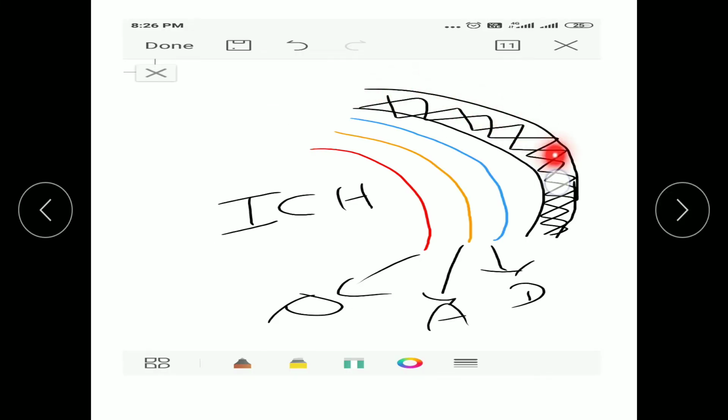This is the calvarium, dura mater, arachnoid, and pia mater. If the bleed occurs between your dura and your calvarium, it is called as extradural hematoma or epidural hematoma. If the bleed occurs between dura mater and arachnoid, it is called as subdural. If the bleed occurs between arachnoid and pia mater, it is called as subarachnoid hemorrhage. If the bleed occurs within the brain parenchyma, it is called as intracerebral hemorrhage.